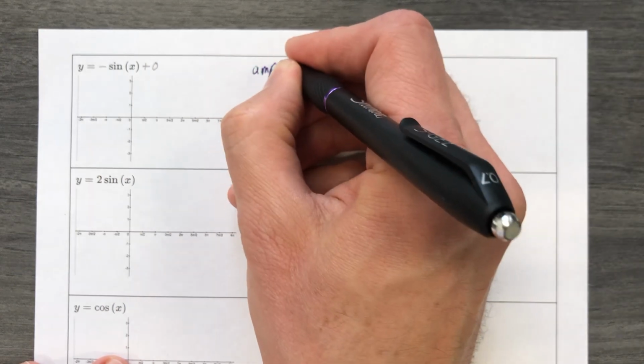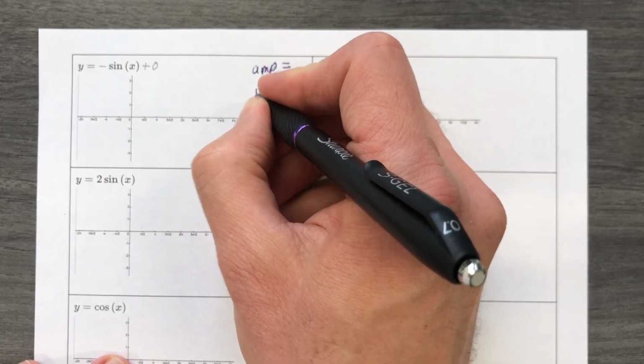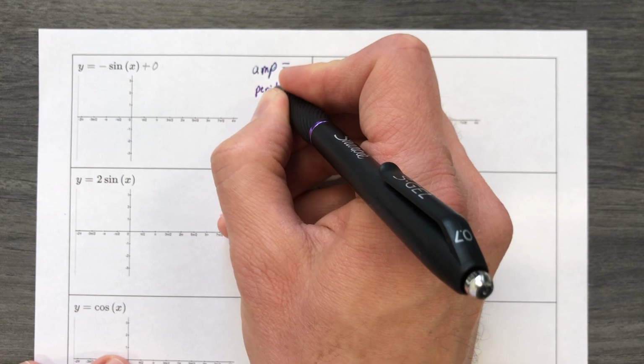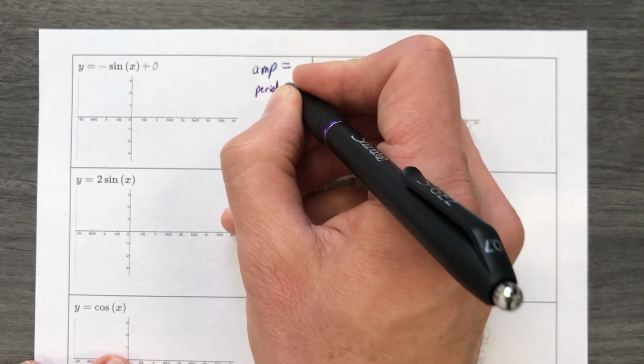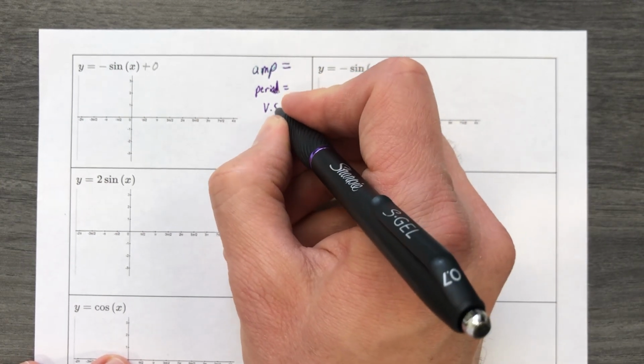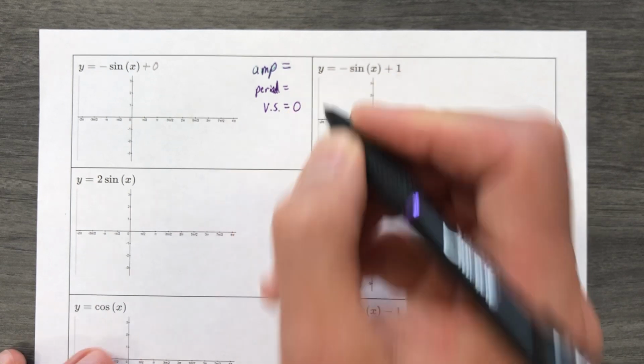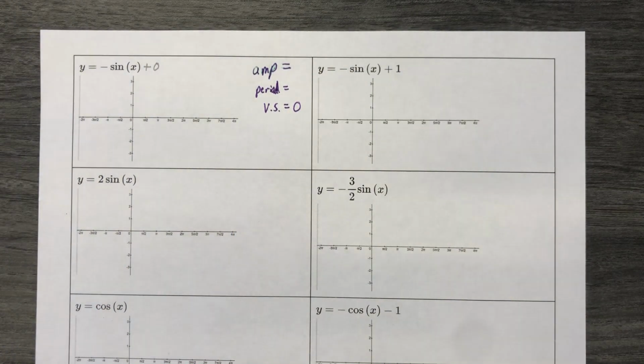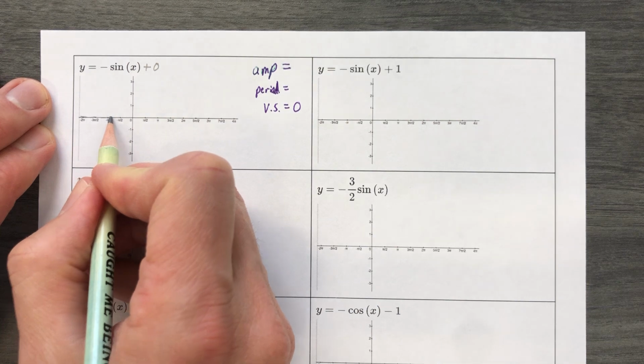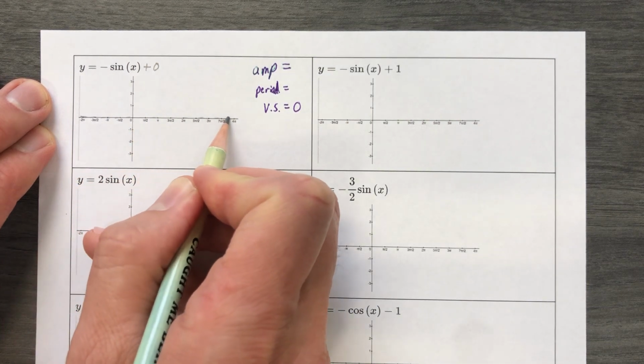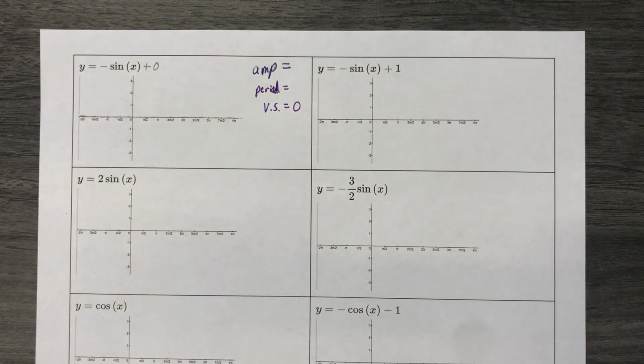The amplitude is something we don't know. The period is something we don't know. Whoops, if I could spell, that'd be great. Period is something we don't know. And the vertical shift is something, oh, we do know, it's 0. Which means when we graph this, we're going to have a midline of 0, okay?